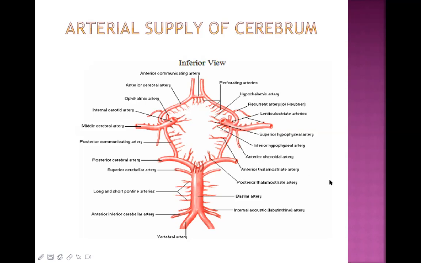I already talked about the components. This circle of Willis gives rise to two sets of branches. One set goes very deep. These are called penetrating arteries. And another set goes very superficial. These are called superficial or cortical branches. So, penetrating branches and cortical branches. That's how it gives blood supply to the different parts of the brain.